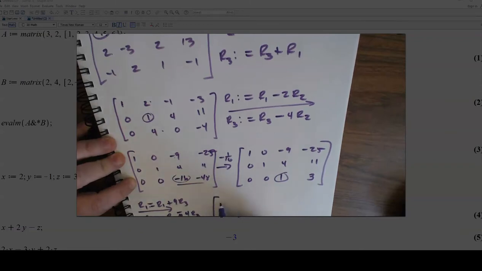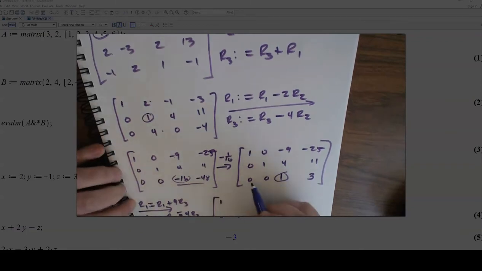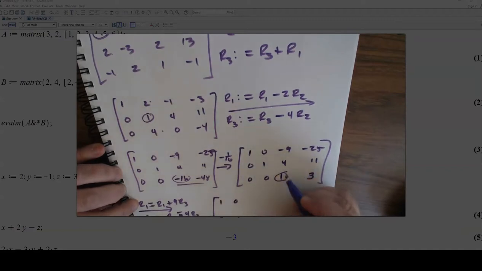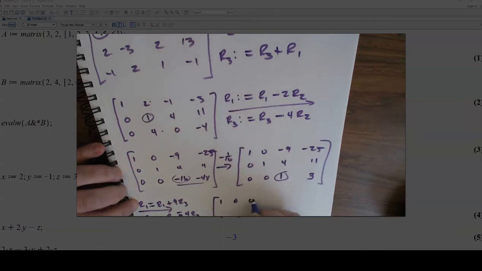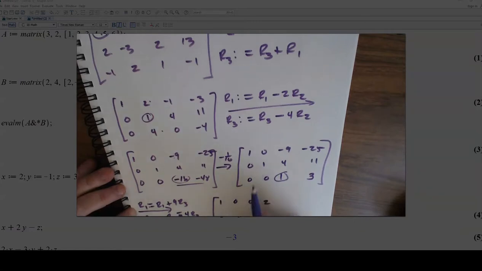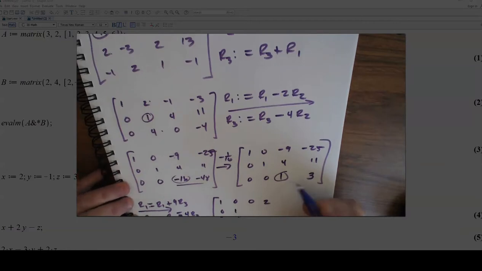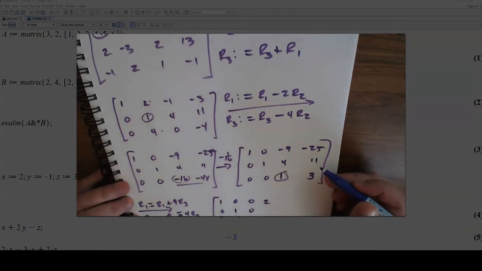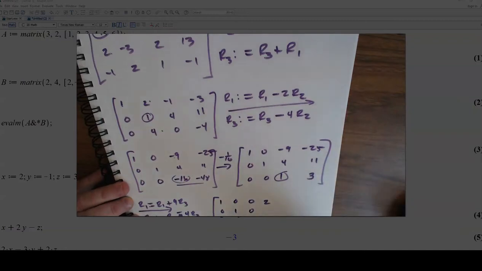So this will give me a 1. If I add a 0 to that, I get 1. If I add 0 to 0, I get a 0. If I add negative 9 plus 9, I get a 0. If I get negative 25 plus 3 plus 18, I get a 2. The second row, I have a 0 plus a 0, a 1 plus a 0, 4 minus 4 times 1, I get a 0 here. 11 minus 12 gives me negative 1. And the last row stays the way it is.